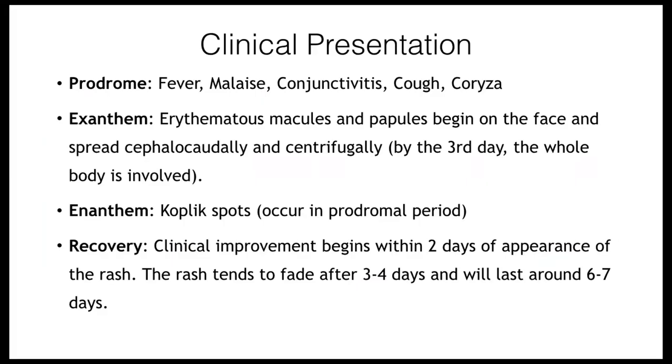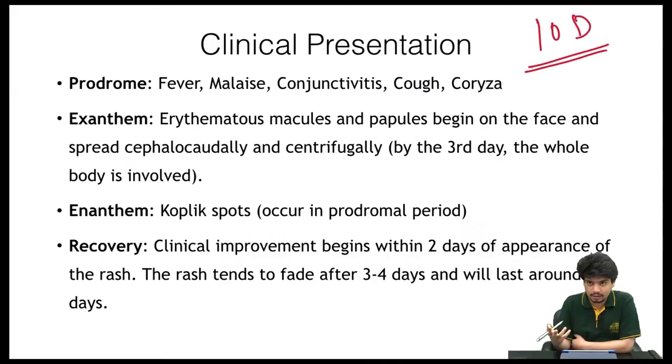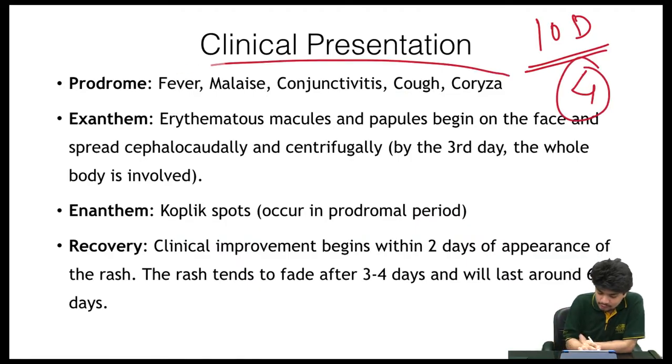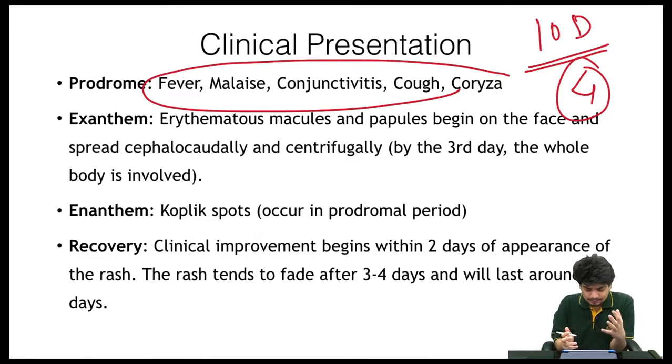So for measles, what you need to realize is that first you'll have an incubation period of 10 days, important for a single liner MCQ. The rash tends to appear 4 days after the onset of the fever, and then you have something of a prodrome, which is basically a coryza-like picture.